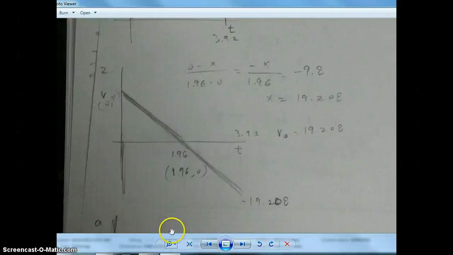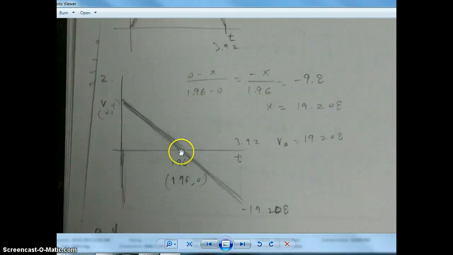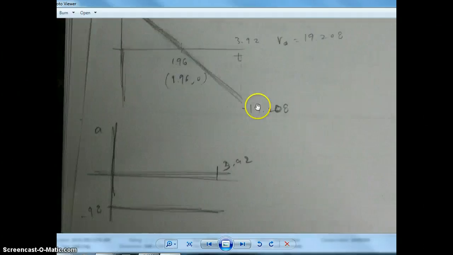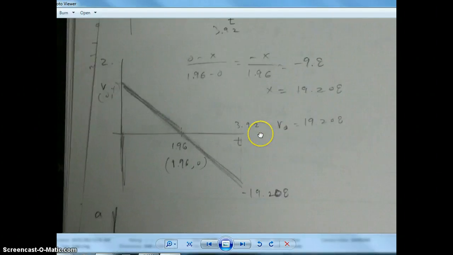So number one, we're going to start with the low graph, and the time it took was 3.92. So using the velocity graph, we can figure out that this slope is supposed to be negative 9.8 because acceleration of gravity is negative 9.8. By the way, we're making the up direction positive.